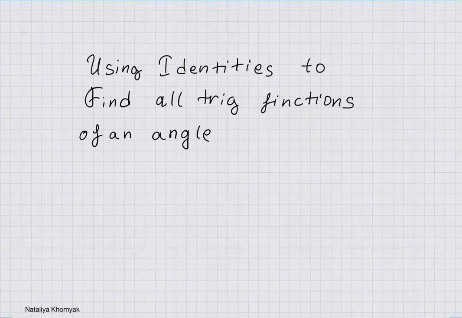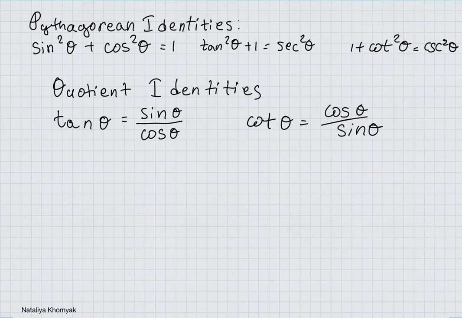Hi all, here we're going to use identities to find all trig functions of an angle. We are going to look particularly at Pythagorean identities of sine squared theta plus cosine squared theta is equal to 1, or tangent squared theta plus 1 equals secant squared theta, or 1 plus cotangent squared theta equals cosecant squared theta. And quotient identities of tangent theta is equal to sine of theta divided by cosine of theta, and cotangent of theta equals cosine of theta divided by sine of theta.